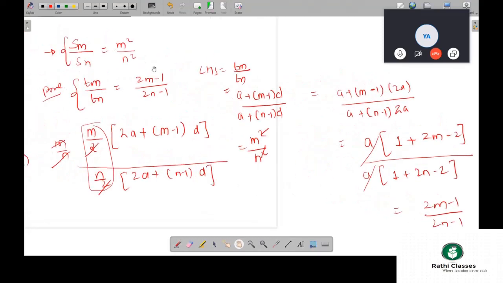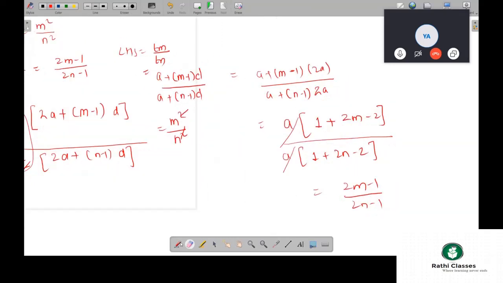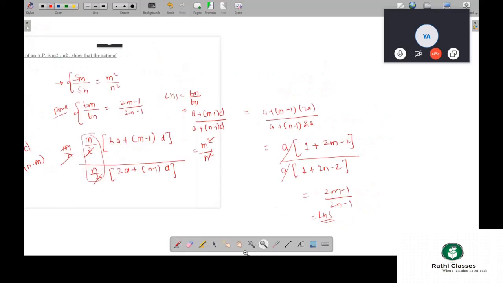I think that is what I needed to prove. So this is how we will be approaching this kind of problem. Hope it's clear. You can note it down.